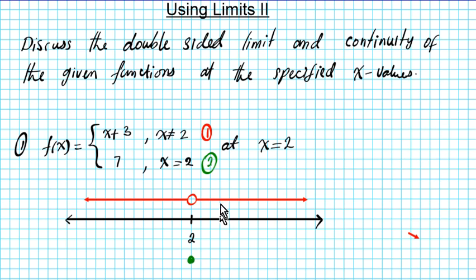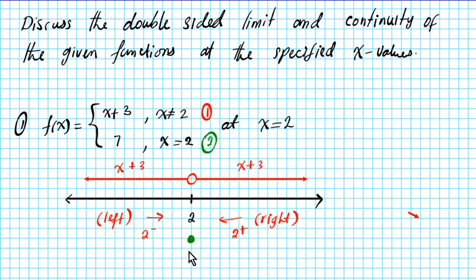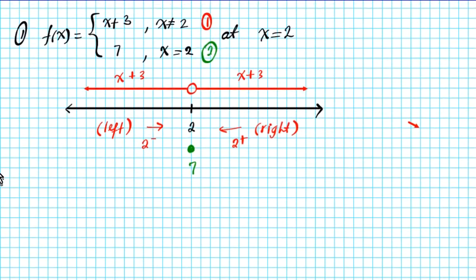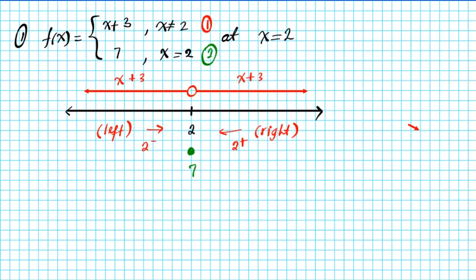Okay, but if we go to the point itself, let's label what's going on here. We have x plus 3 and x plus 3. It doesn't matter if you're coming from the left or if you're approaching from the right. You're still going to have the same function, x plus 3. But when you're on that point itself, what's active is this constant right here. It's just a point, 7, right on the point. Alright, now let's go ahead and take a look at the limits for this problem.